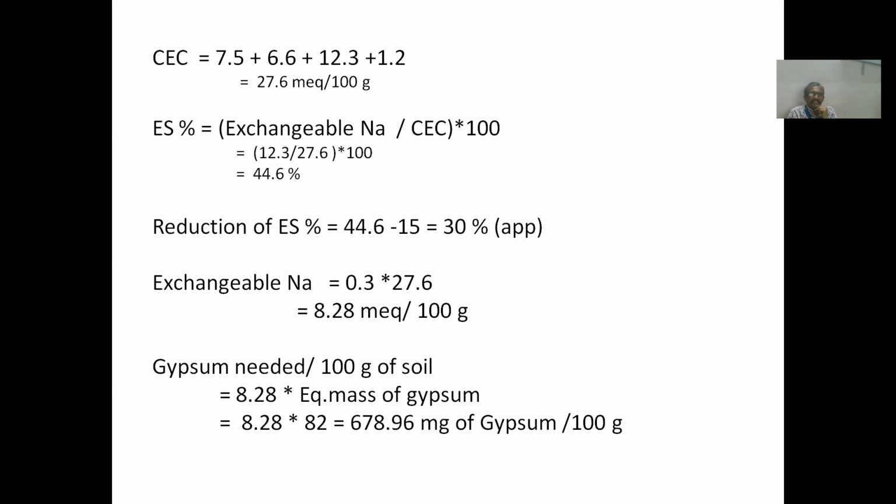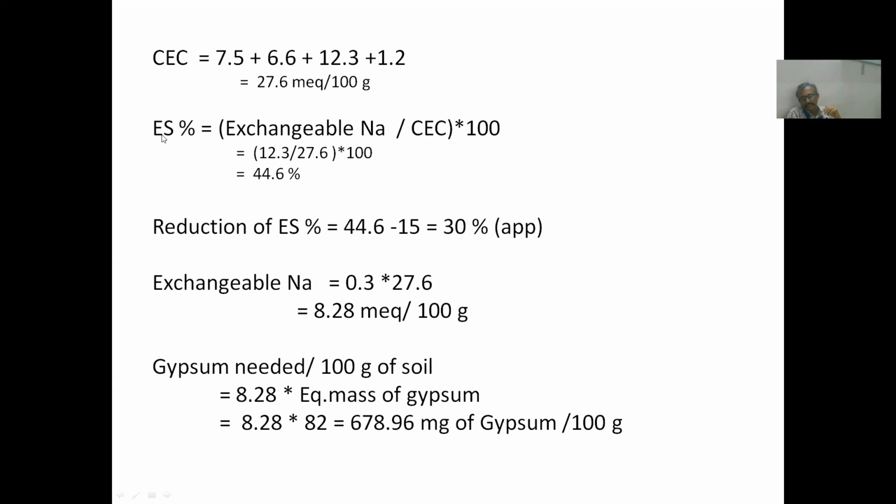What reduction in exchangeable sodium percent is needed? Our target is to have 15. Now we have 44.6. So how much reduction is needed? 44.6 minus 15, approximately 30%. In order to bring down the exchangeable sodium percentage by 30%, what exchangeable sodium content needs to be removed?